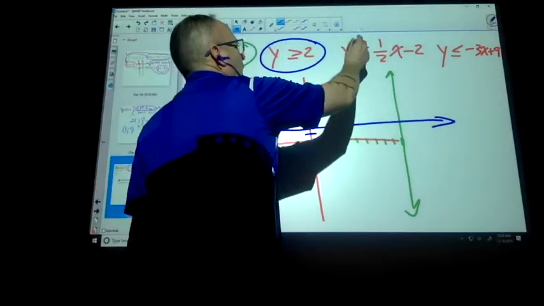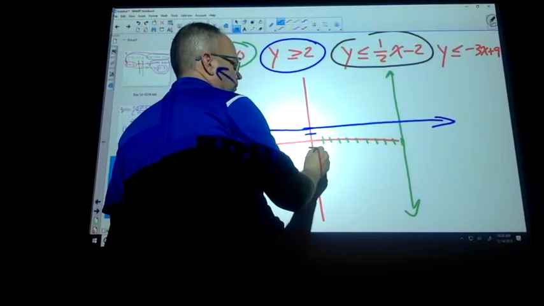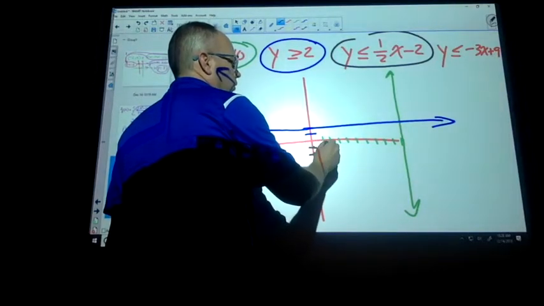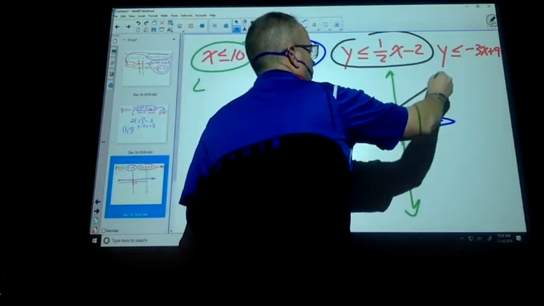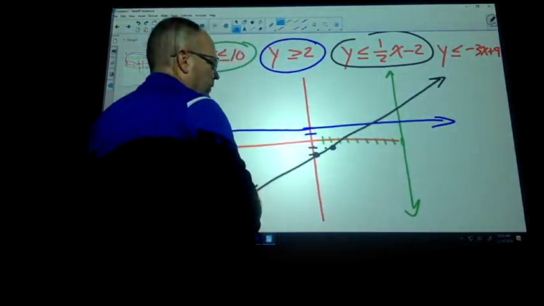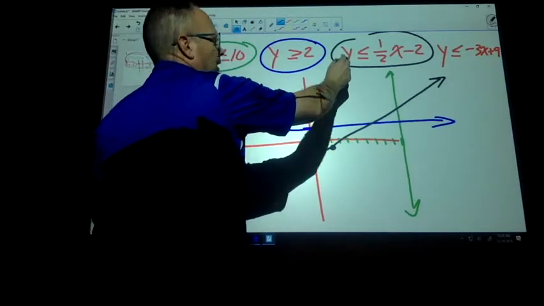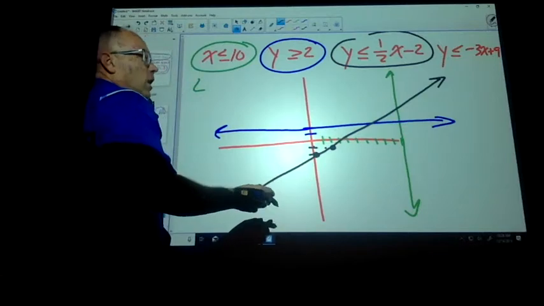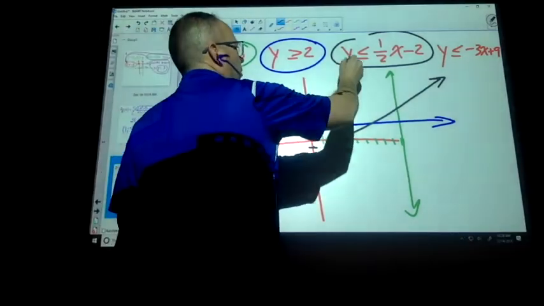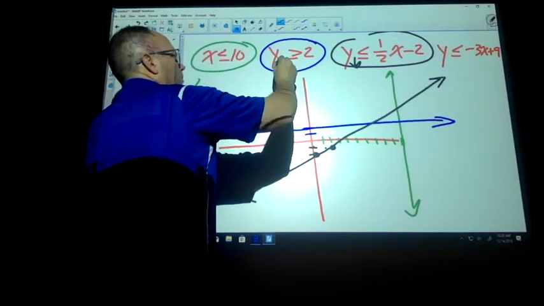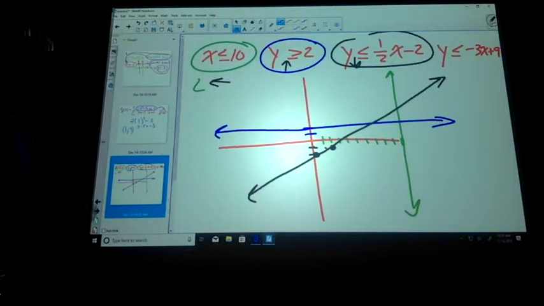Let's deal with this one now. That's a linear equation, so I got -2. I'm going to go up 1, right 2. So this one kind of looks like that. So if I took 0, 0 and plugged it in, 0 is less than -2, that's false. So I'm shading underneath the black. So under the black, above the blue, that side of the green, almost done.